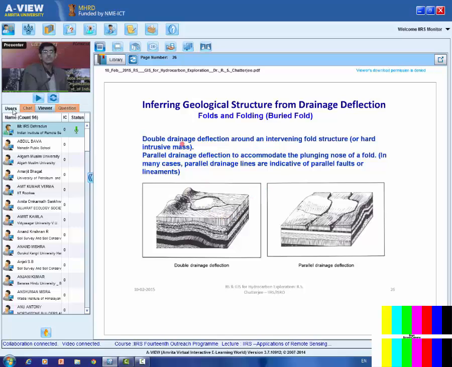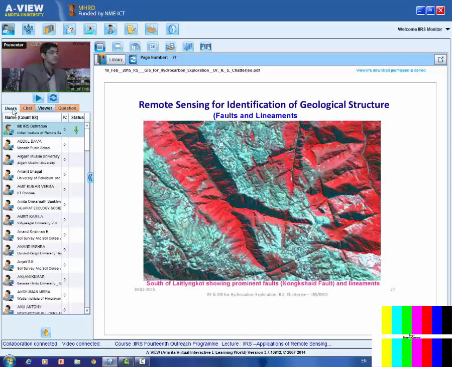Okay, so now we see in this case, this is double drainage deflection. It tells you that there may be a buried fold underneath, a buried anticline. And what is very interesting here, you see the parallel drainage deflection. If two drainages are deflected the same way, in the same pattern, it can happen when there is a folded structure underneath. But it needs an acute angle to cut the folded structure. That's why both are making this angle. After it has crossed, it again becomes like this. It makes an obtuse angle with that. So this indicates there may be a subsurface fold underneath.